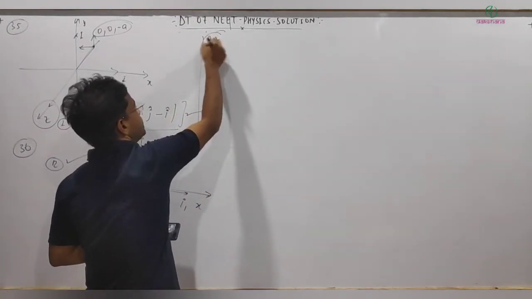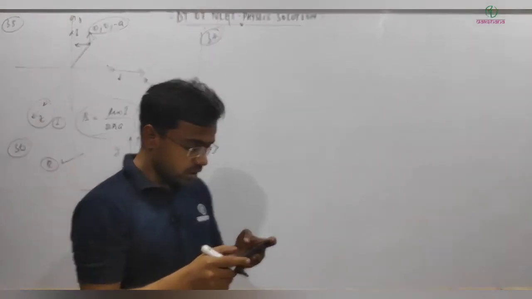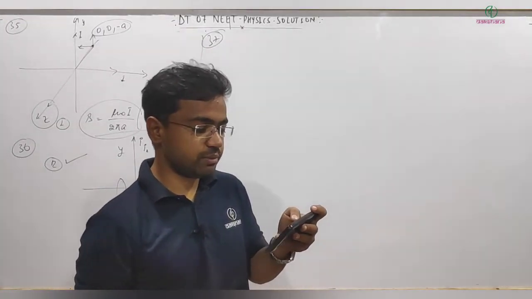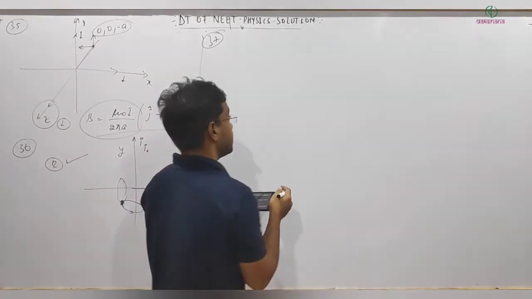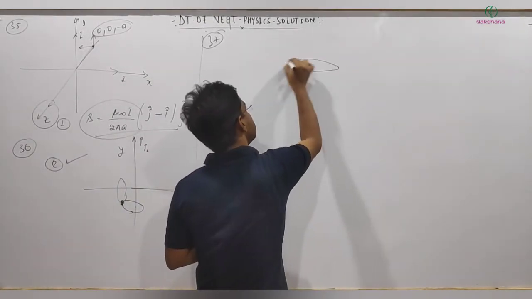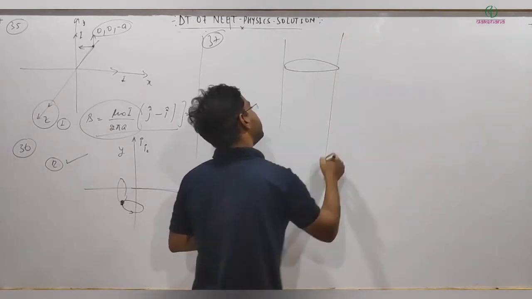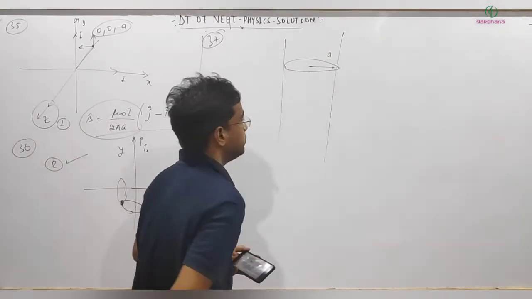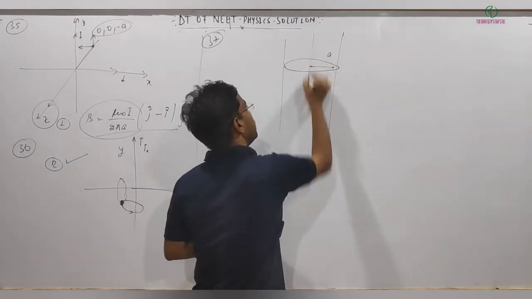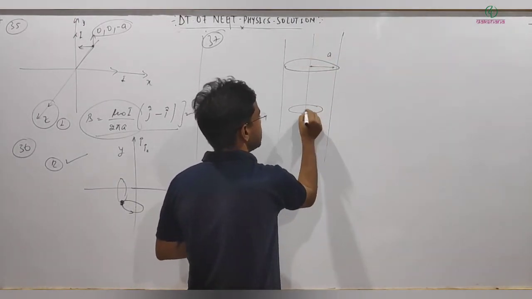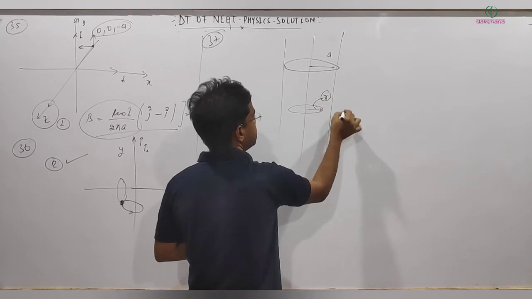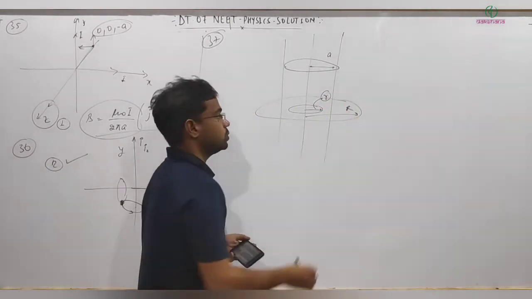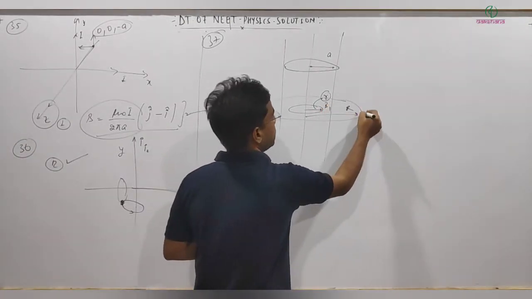Next, question number 37. A long cylindrical wire of radius A carries current I distributed uniformly over its cross section. First you need to understand this is a long cylinder of cross section radius A carrying current I uniformly distributed over it. Now we need to consider 2 points. One is this small r, another is this, which is capital R. So let's say B1 and B2.